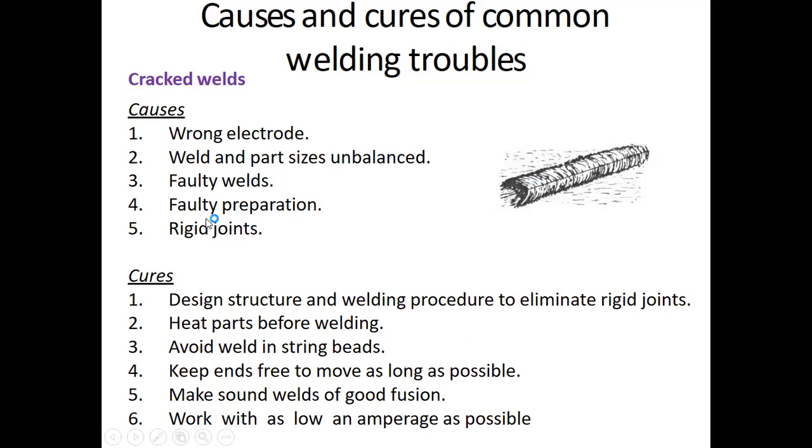Faulty welds, faulty preparation, as we have discussed, rigid joints, right? So if the joints are too rigid, then they won't allow for any kind of deformation, and therefore this will lead to cracks. How to avoid it: design the structure and welding procedure to eliminate rigid joints, right? Proper guidelines.